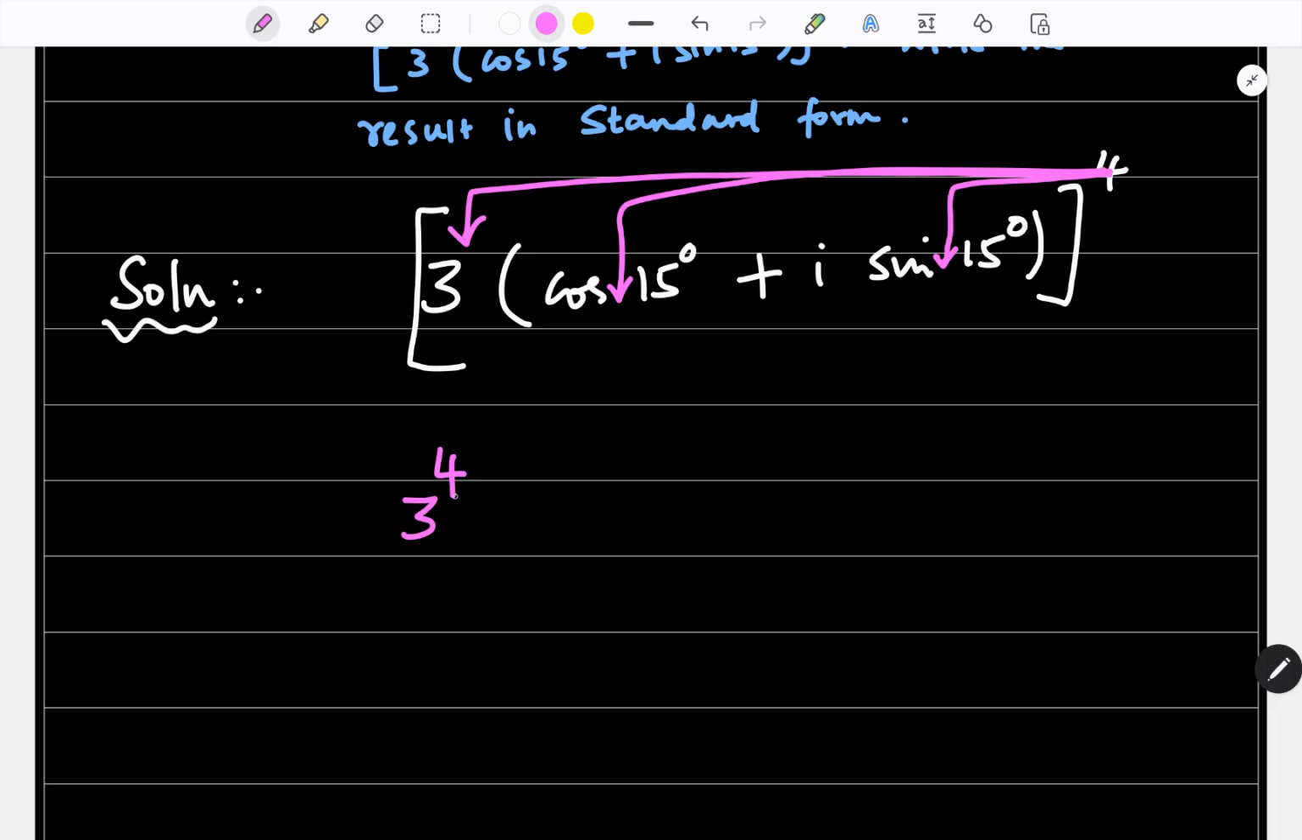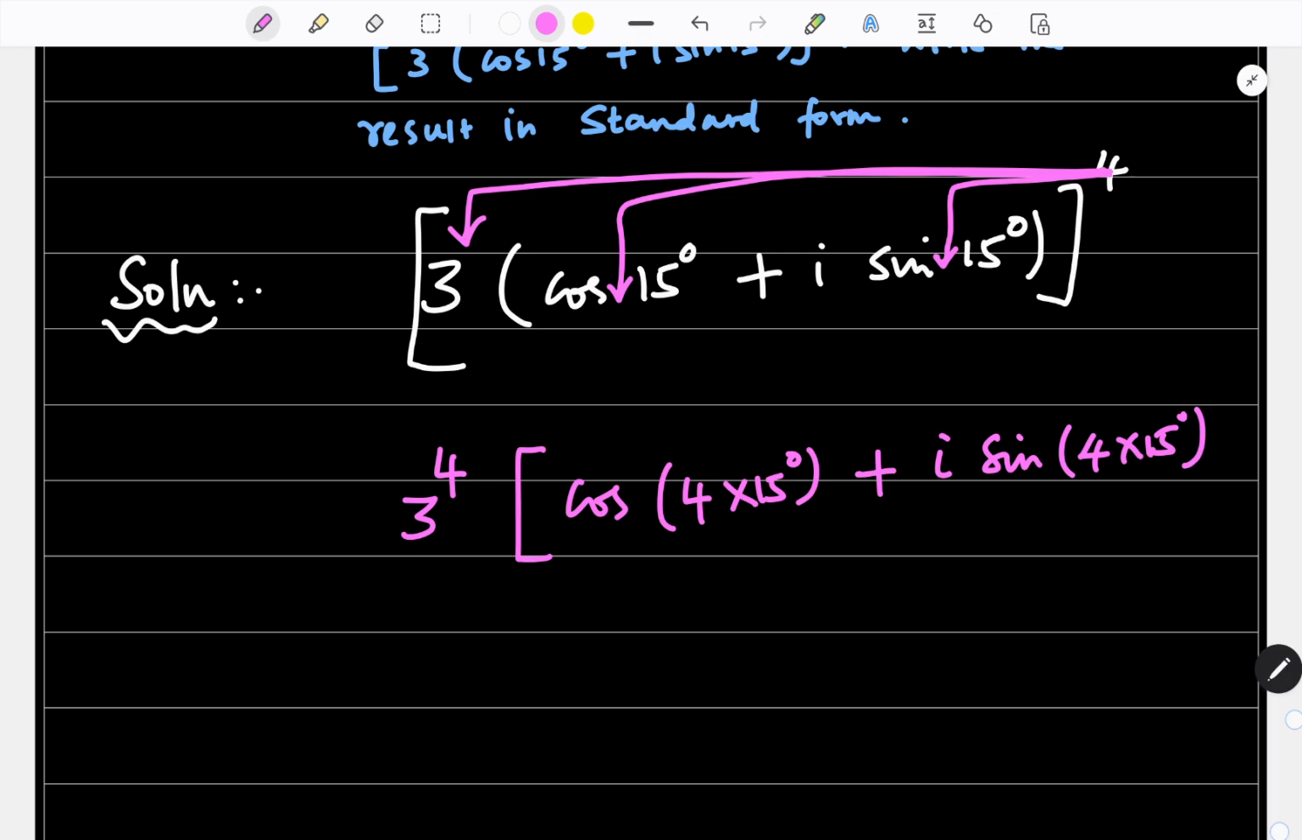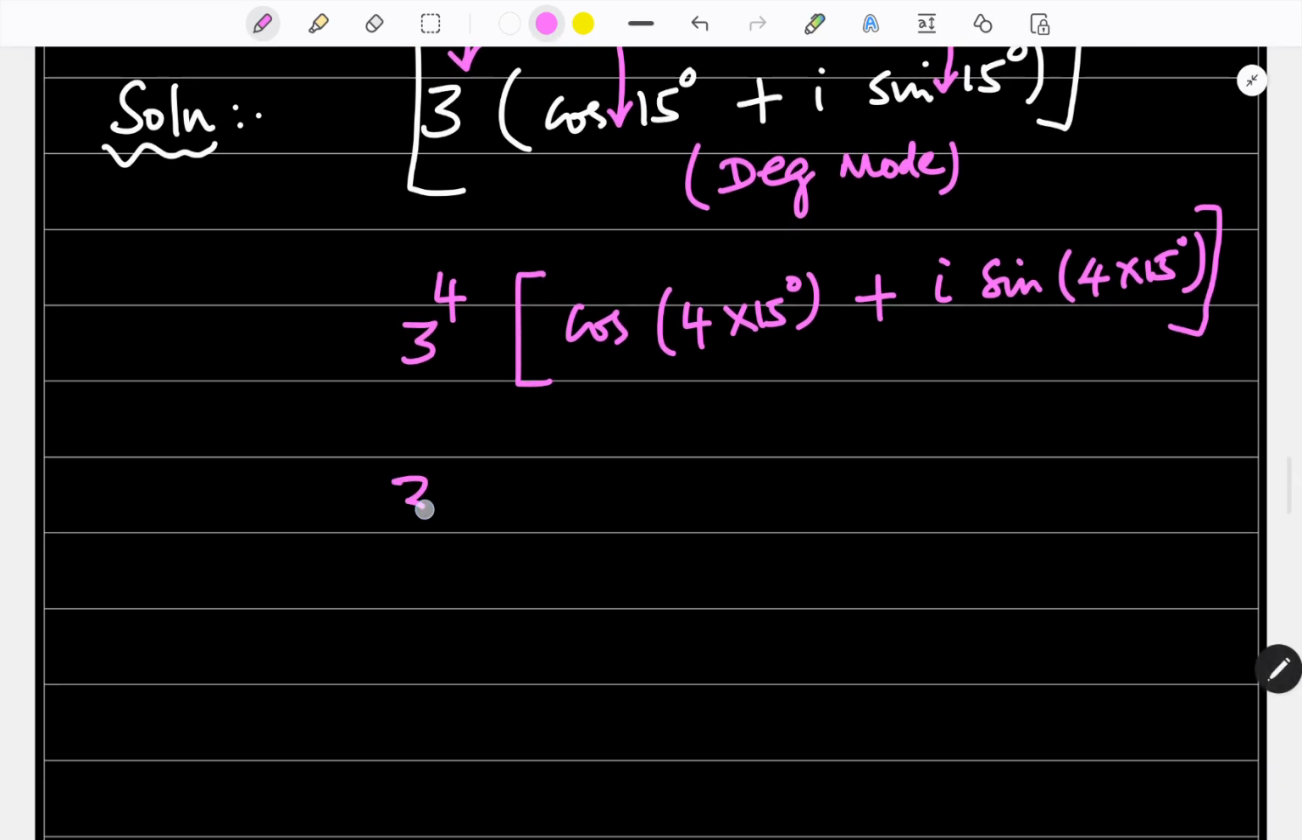So it will be 3 power 4 bracket open cosine 4 times 15 degree plus i sine 4 times 15 degree. Keep in mind this is completely in degrees, so you should keep your calculator in degree mode. Make sure it is degree mode, not radian mode. Don't take this number inside. 15 into 4 is 60. I know cos 60 is 1 by 2, and sin 60 is root 3 by 2i.